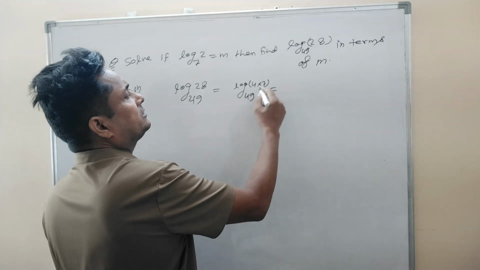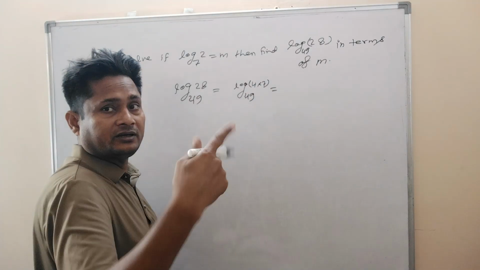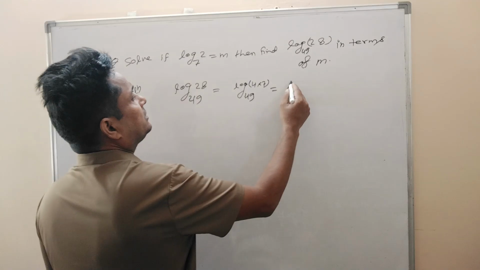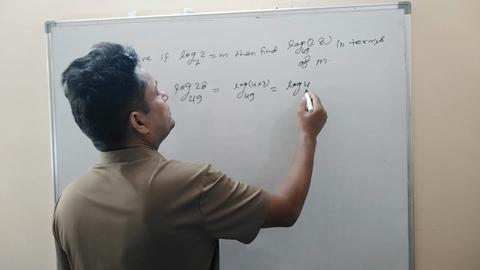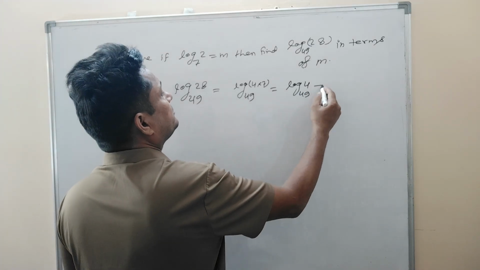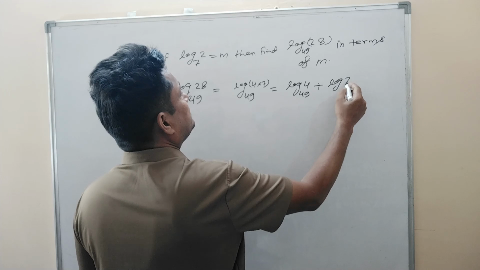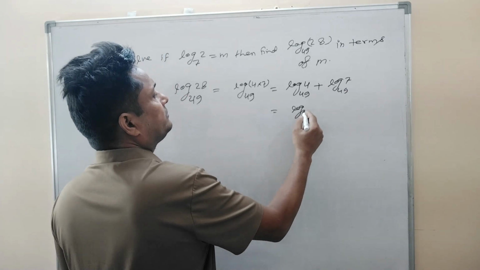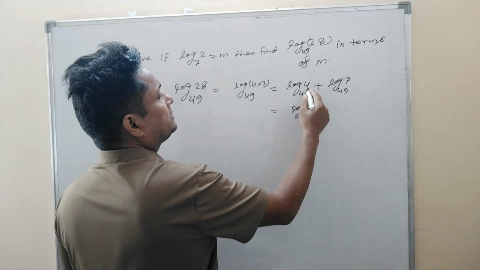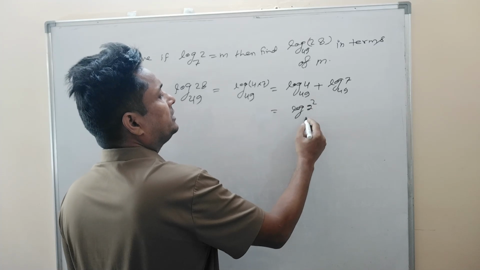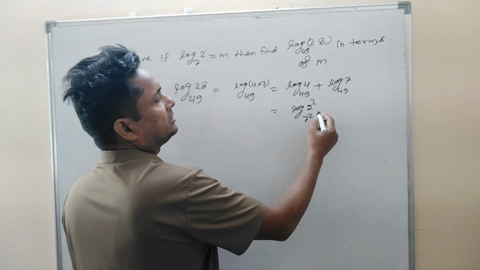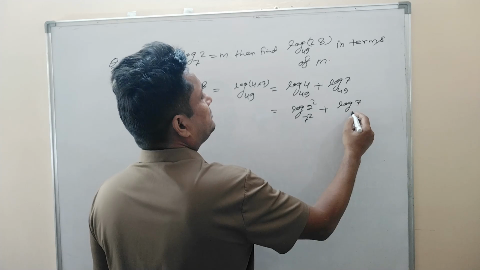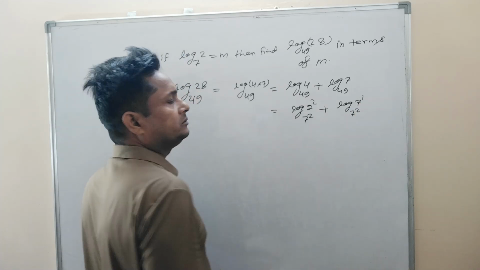First of all, log of m into n can be written as log m plus log n, the first property. So this can be written as log 4 base 49 plus log 7 base 49. So this is log of 2 to the power 2, with 49 written as 7 to the power 2, plus log 7 base 7 to the power 2.